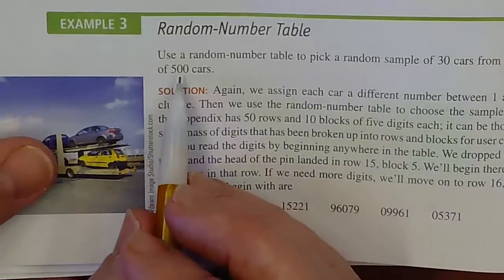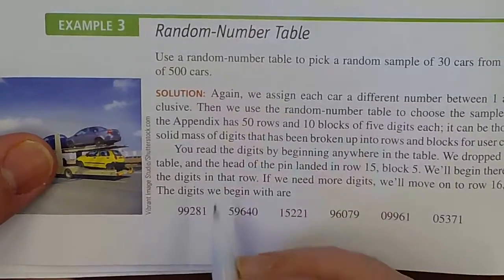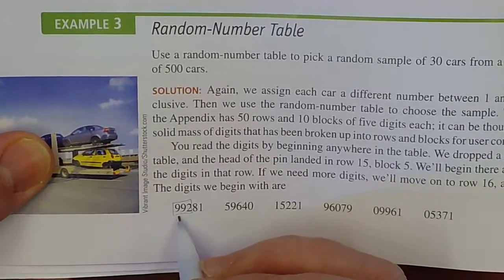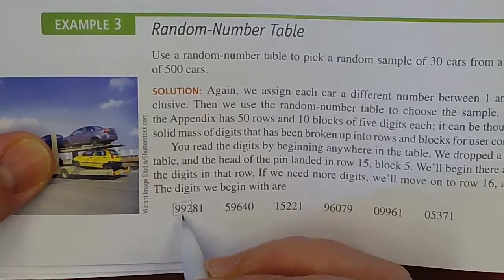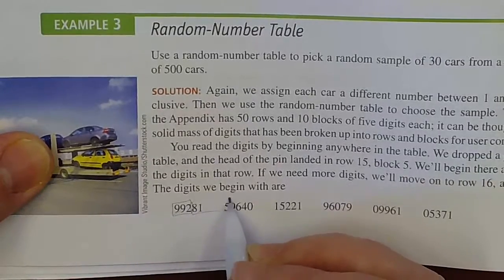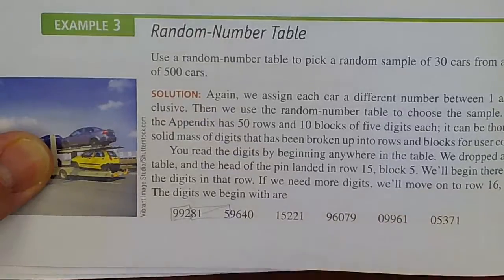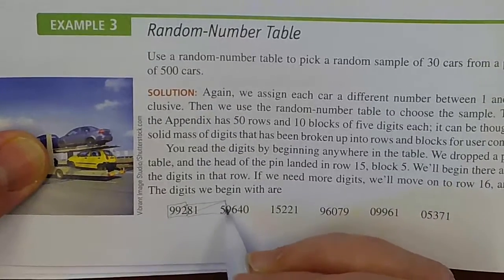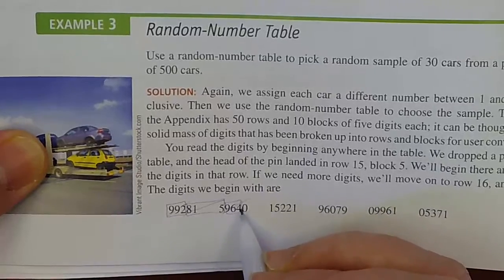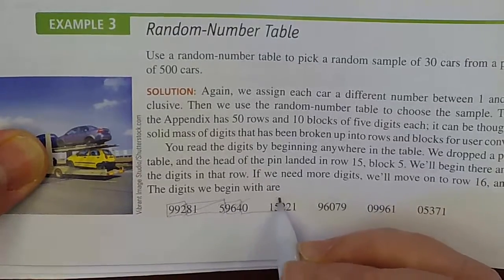So my first random car would have to be 3 digits. So it would be 992. Okay, 992 is not in my range from 1 to 500, so I just skip it. I go on to the next block of 3. 815, not in my range. Bye-bye. 964, not there. Sometimes it takes a little while. So this is the first car selected, 15.